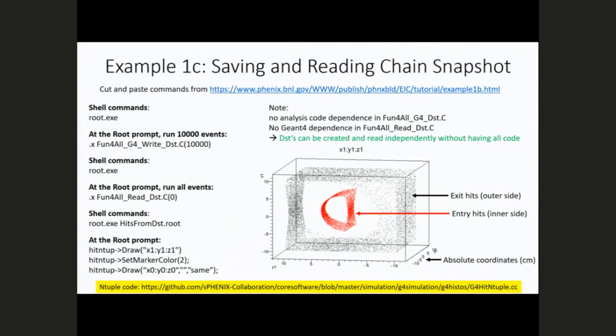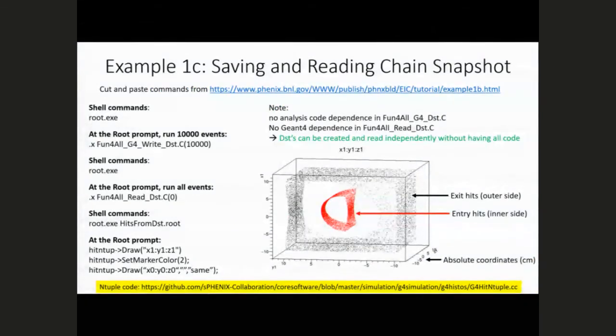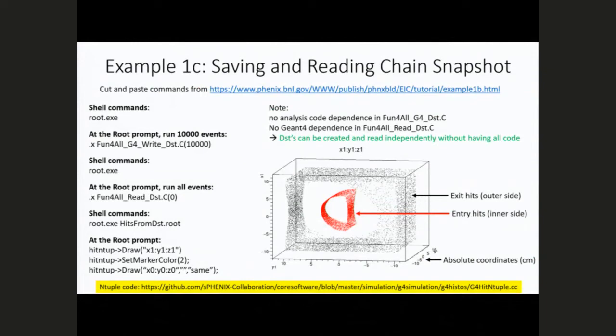Not sure. How's my time? Oh, okay. Let's speed it up a bit. Again, if you run these macros, you basically get the same plot because I think I nailed down the random number generator. One thing to note is that this is the macro which reads the DST, and if you set it to 0, it goes over all the events in the file. So that's an easy one.